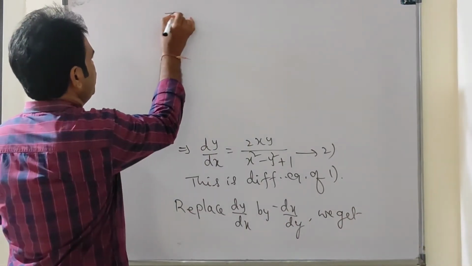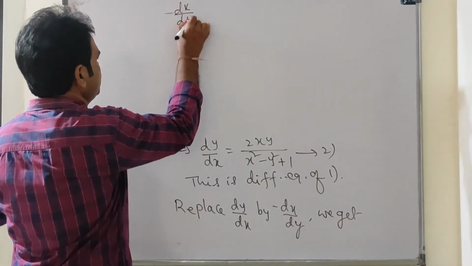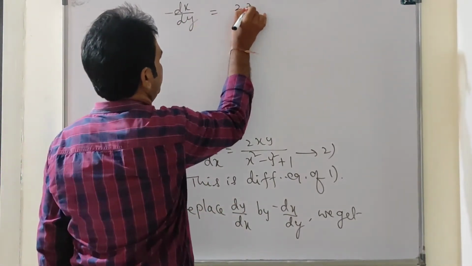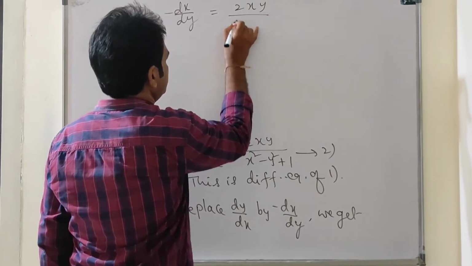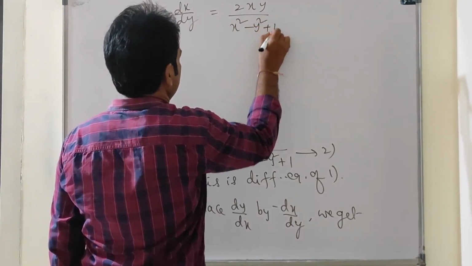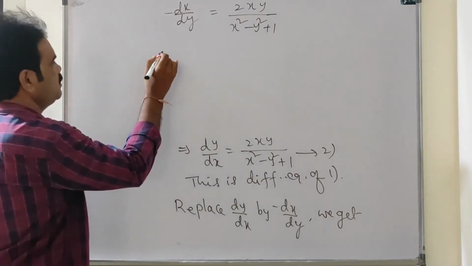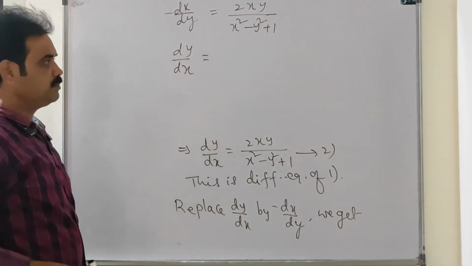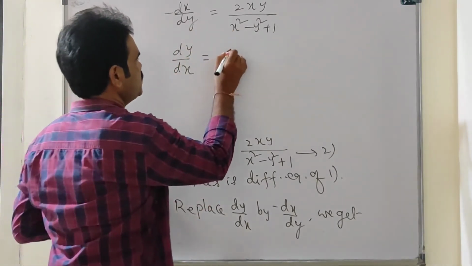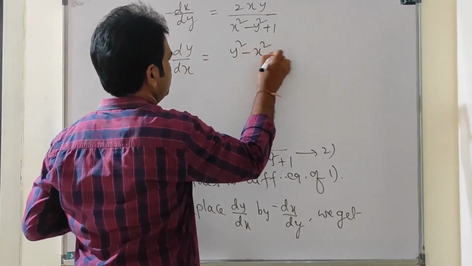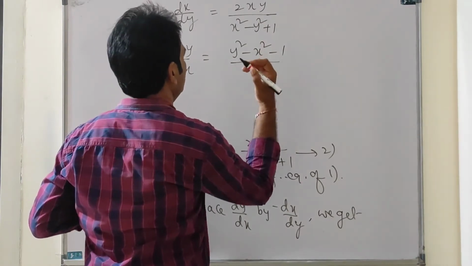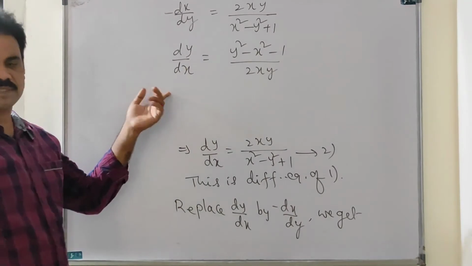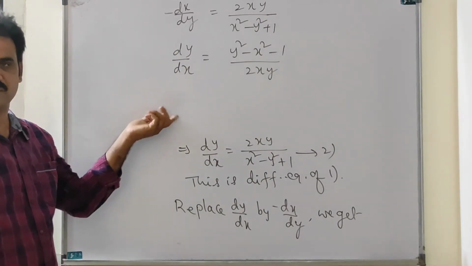Then we get minus dx by dy. In place of dy by dx, we are writing minus dx by dy is equal to 2xy by x square minus y square plus 1. That implies dy by dx is equal to, putting this minus on the RHS, y square minus x square minus 1 by 2xy. Now this is the differential equation of orthogonal trajectories. If we solve this, we get orthogonal trajectories.